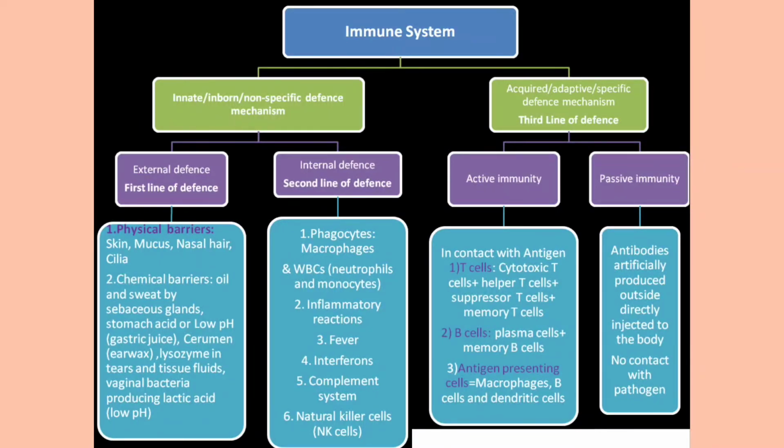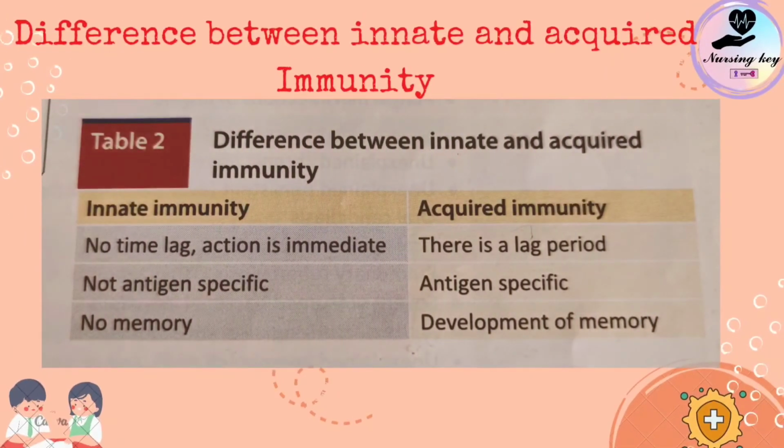So let's start with the difference between innate and acquired immunity. In innate immunity, there is no time lag, action is immediate. In acquired immunity, there is a lag period. Innate immunity is not antigen specific. Acquired immunity is antigen specific. Innate immunity has no memory, but acquired immunity develops memory. Innate immunity is present since birth and acquired immunity develops after birth.